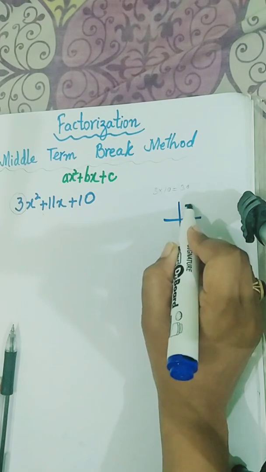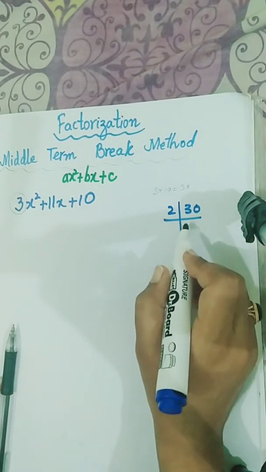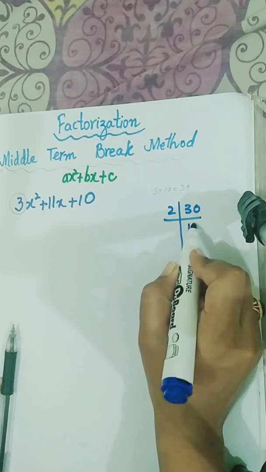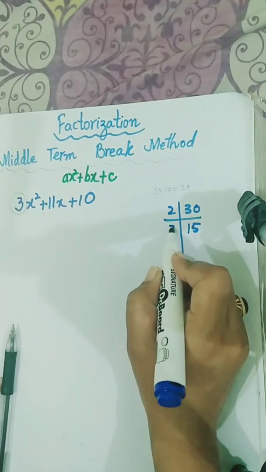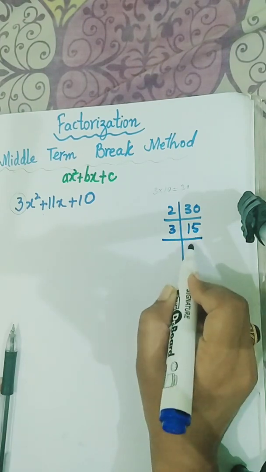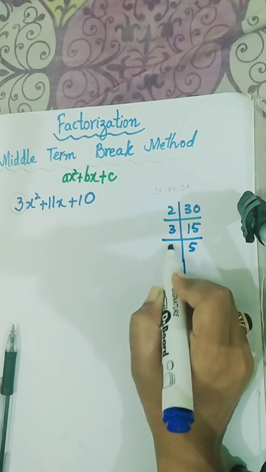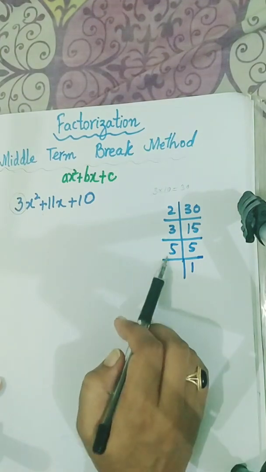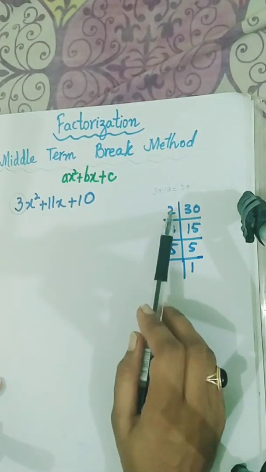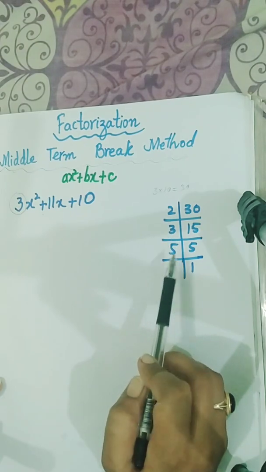30 can be divisible by 2. Yes, we will have 15, but 15 is not divisible by 2. Then we will use 3. 5 threes are 15, and 5 is divisible only by 5. Now I can see that I have 3 numbers, 2, 3 and 5. These are the factors of 30. 2 into 3 is 6, and 6 into 5 will be 30.